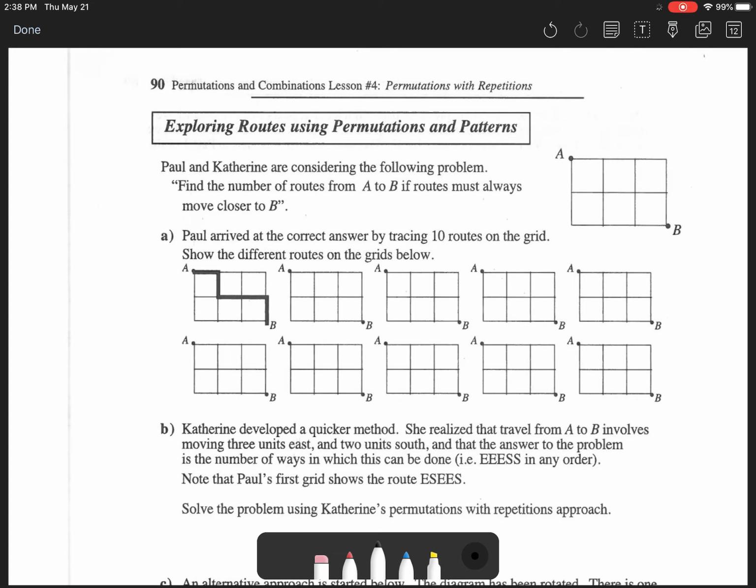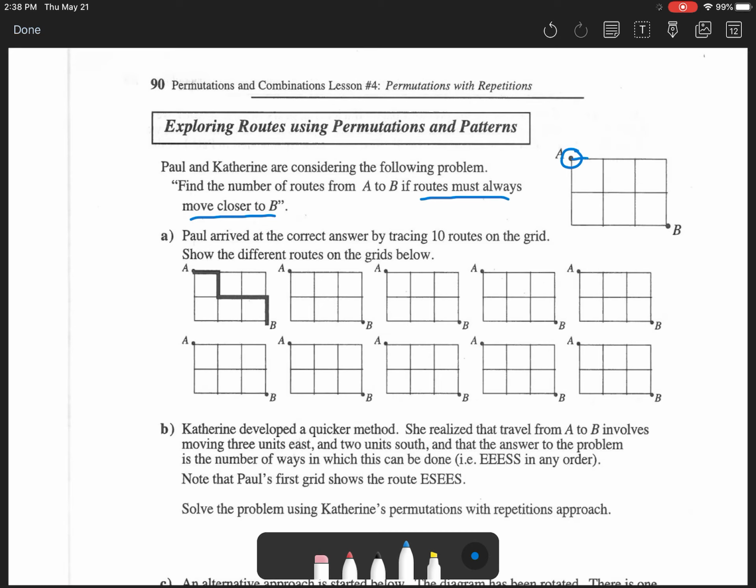Next, exploring routes using permutations and patterns. Sometimes these are referred to as pathway questions. It says Paul and Catherine are considering the following problem. Find the number of routes from A to B, and here is the restriction: routes must always move closer to B.